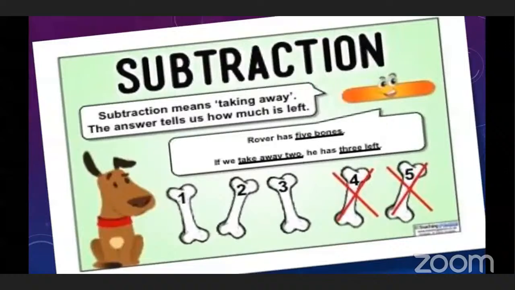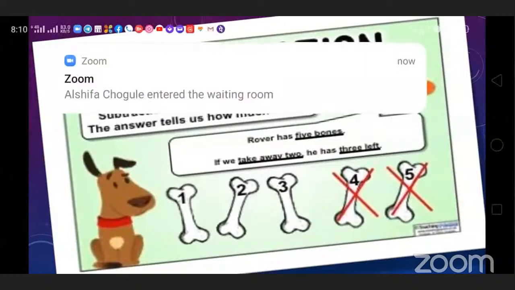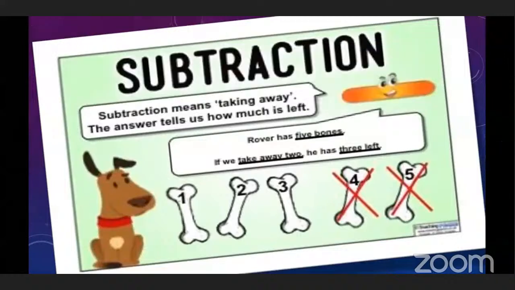So we are going to recap some things. What is subtraction? We know very well there are four important operations, which we can do from first standard onwards: addition, subtraction, multiplication, and division. Today, we are going to deal with subtraction. But what is subtraction? Here you can see on the screen something written. Subtraction means taking away. The answer tells us how much is left.